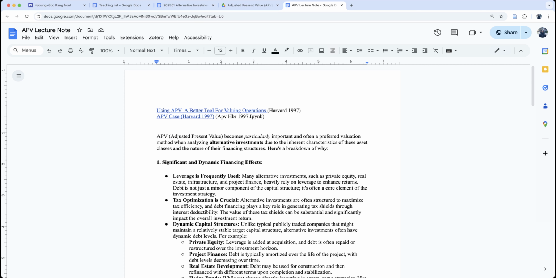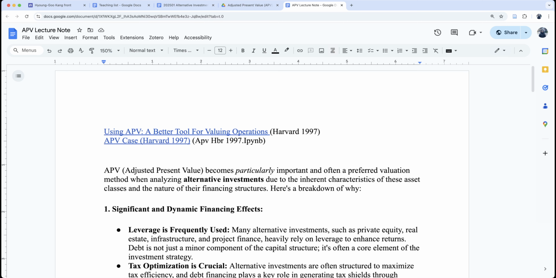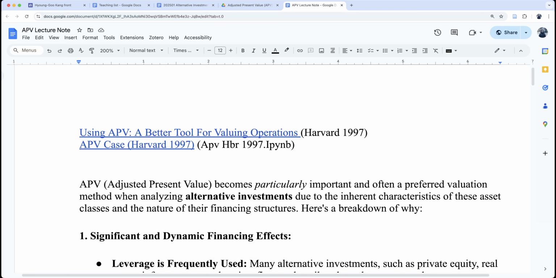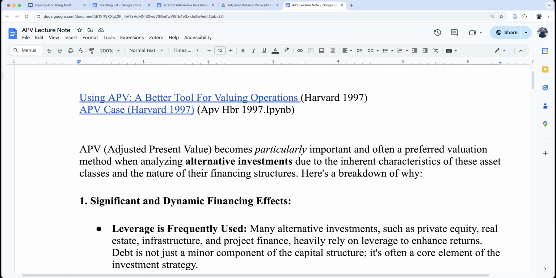Before we go into the code, I told you APV is very important. APV is very important in private equity, and more generally in alternative investment, and I will explain in detail why. So APV, adjusted present value, becomes particularly important and often a preferred valuation method when analyzing alternative investment, due to the inherent characteristics of these asset classes and the nature of their financing structure.